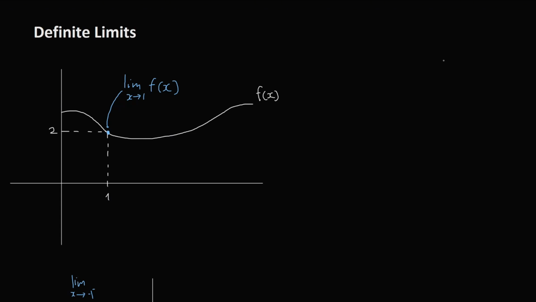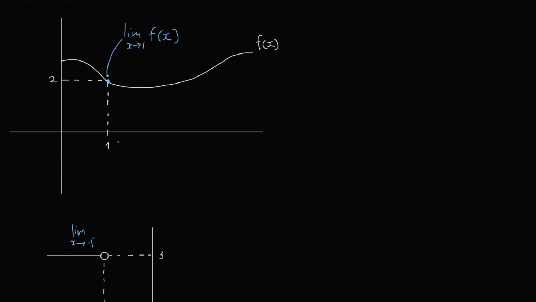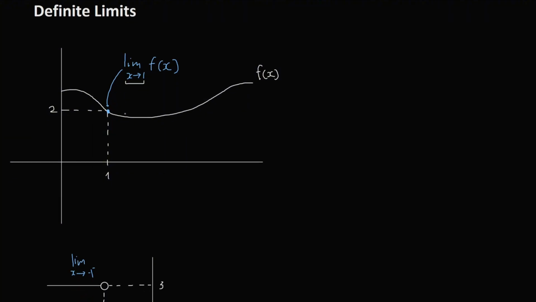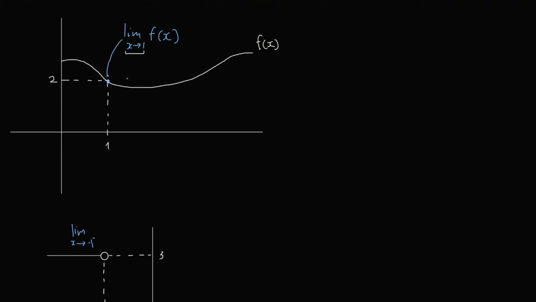Let's talk about definite limits. Definite limits is a very simple concept. It's just asking what value does your function reach as your x value approaches a certain point. For example here, x approaches the value 1, as denoted with this symbol right over here. As it approaches 1, what value does your function reach? It reaches 2.